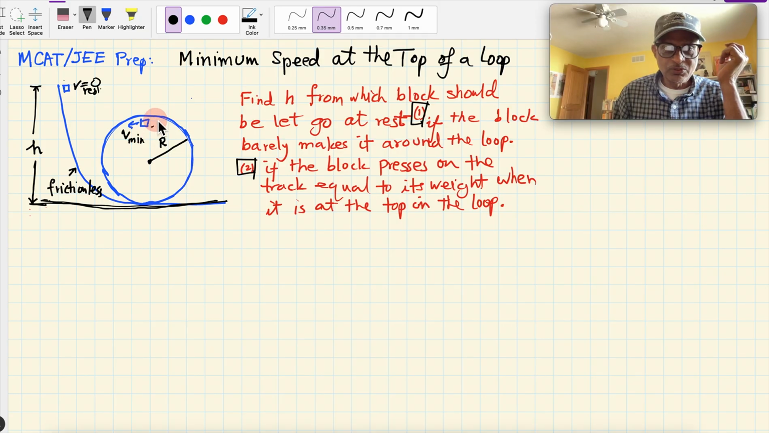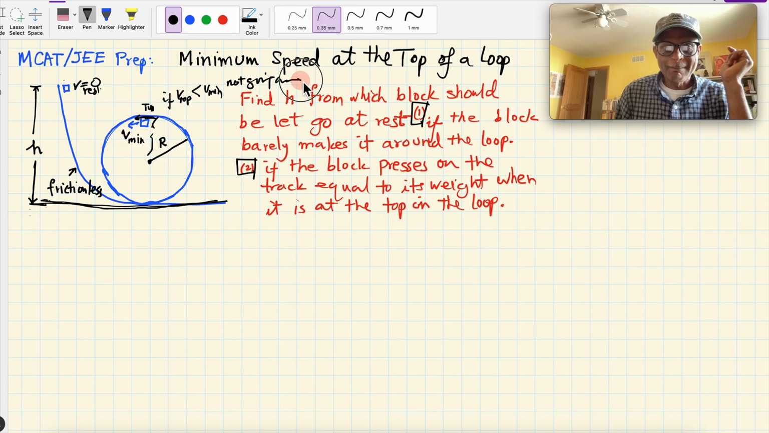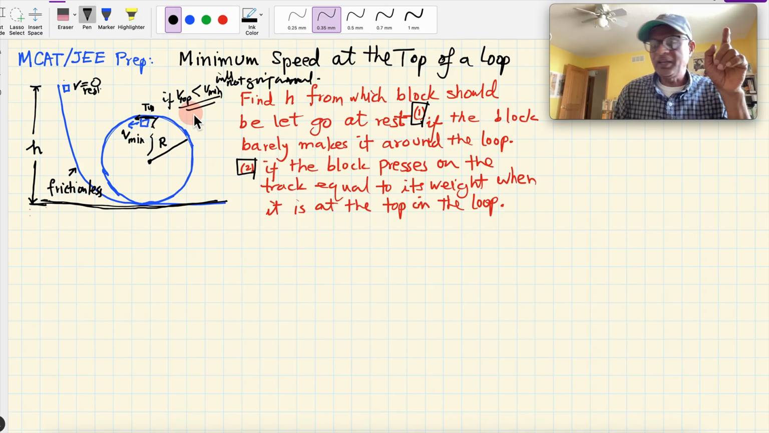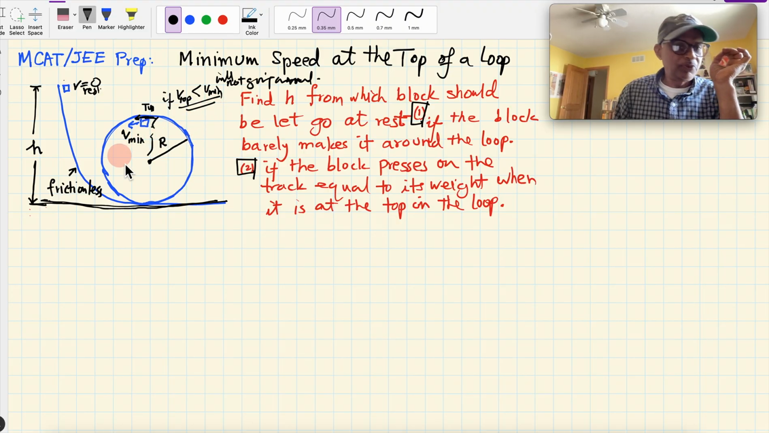Okay, it is going at some speed. If v at the top, v top, is less than v min, it's not going to make it, it's going to fall off. So we will not go around. So you need more than that. You can have as much as you want, more than that. It can go very fast.